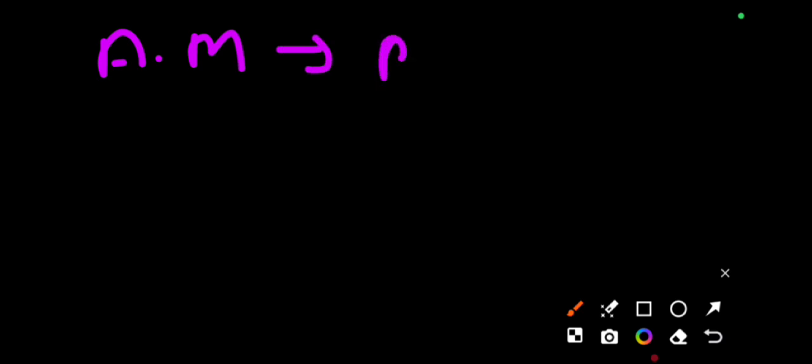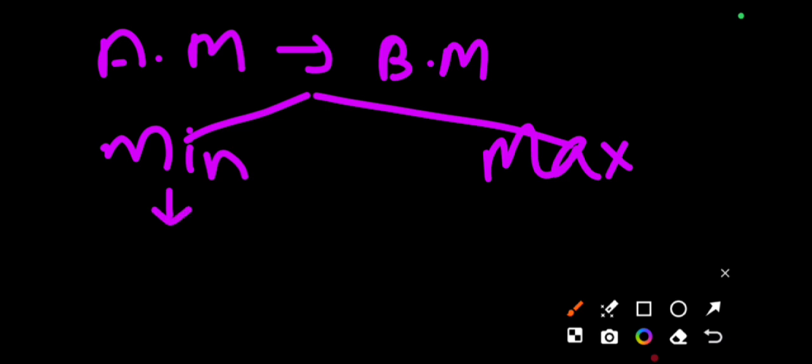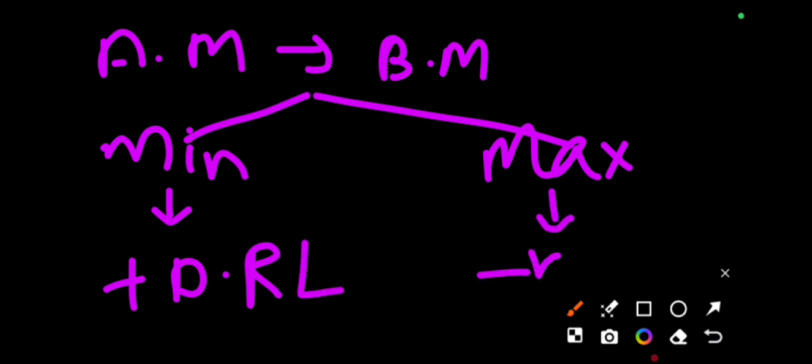So again I will tell you what is azeotrope mixture. It is a binary mixture. How many types are there? Two types, minimum and maximum. In minimum, which type of Raoult's law deviation will you show? In minimum, positive deviation of Raoult's law. In maximum, you will show the negative deviation of Raoult's law.